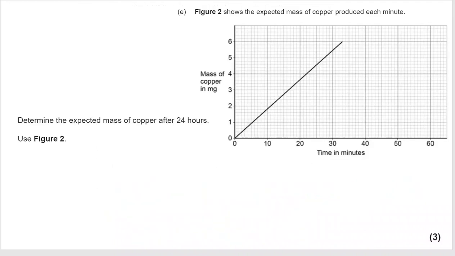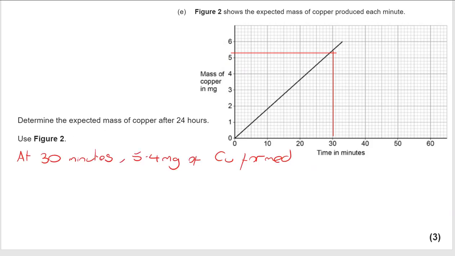Bit of a calculation here. We have got time in minutes and we are being asked to determine how much copper we would expect to make after 24 hours based on this information. Well, I think the easiest way to do this is to go to 30 minutes. I'm drawing my lines in so we can see, and that comes to 5.4. After 30 minutes, 5.4 milligrams of copper are formed.